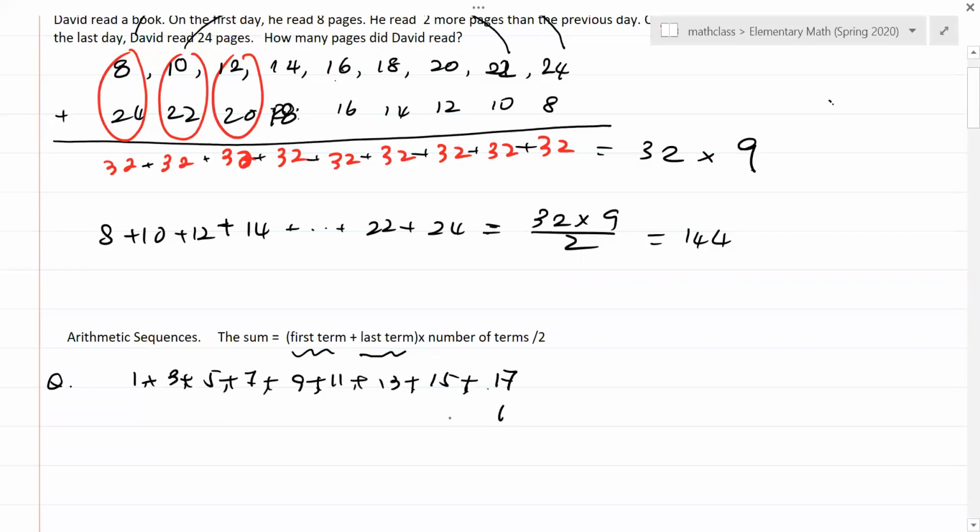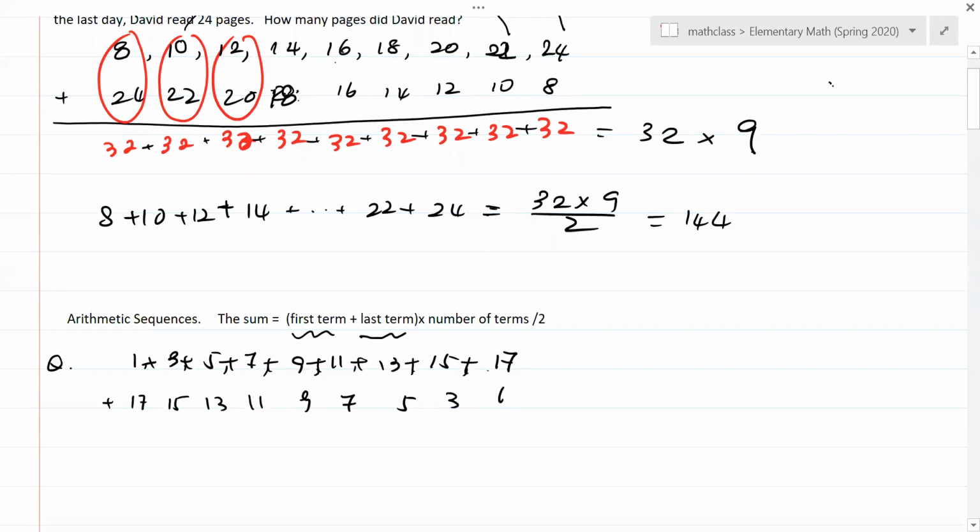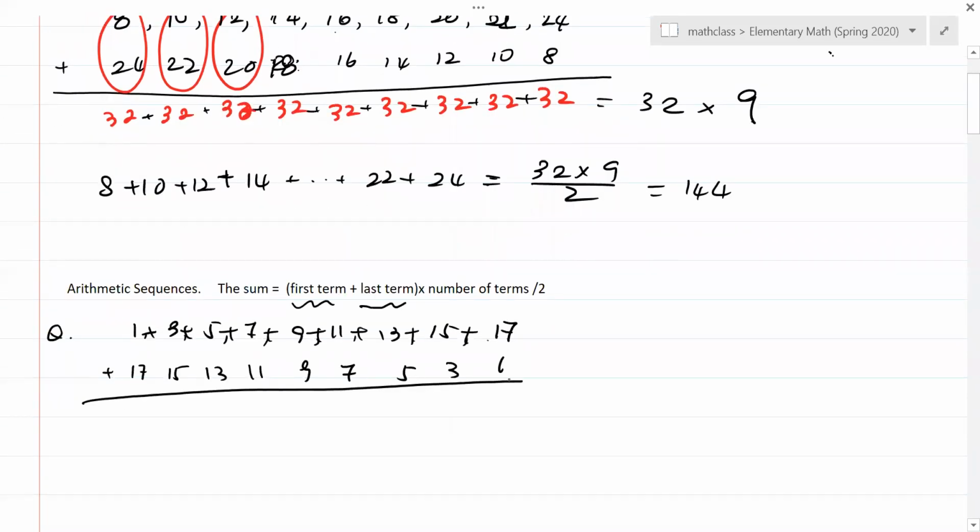I reverse the order, right? 1, 3, 5, 7, 9, 11, 13, 15, 17. I add them together, and then the first term plus the last term is 18. And then you have this, like 18. So here's 18. So add them together, you get 18 times how many terms do you have here?